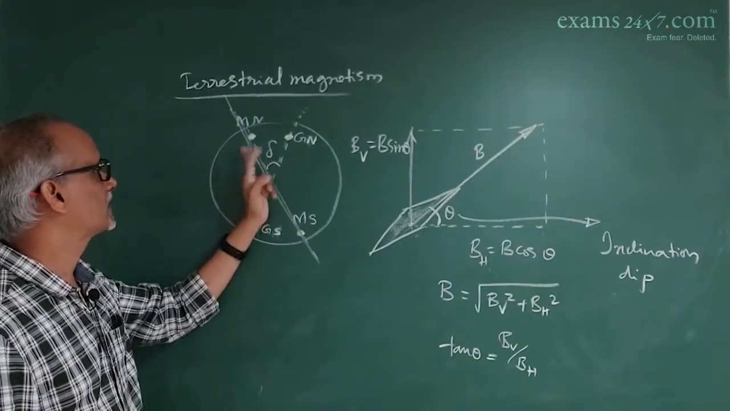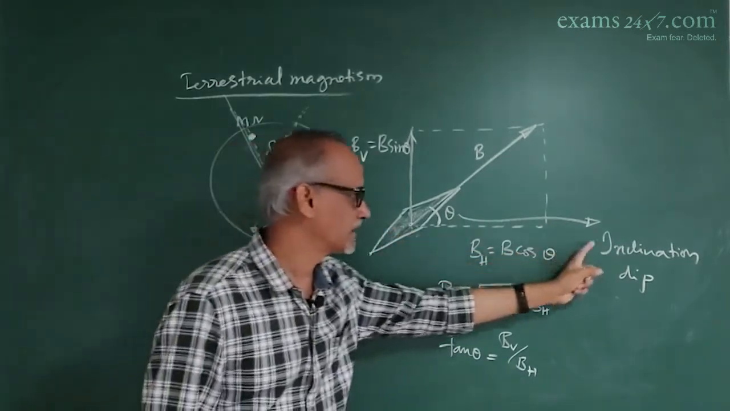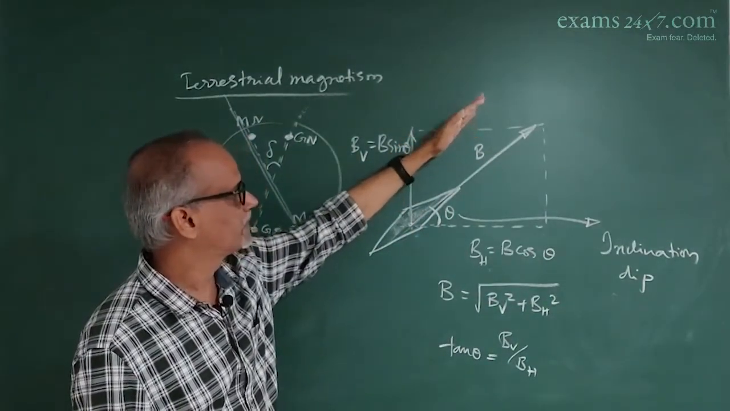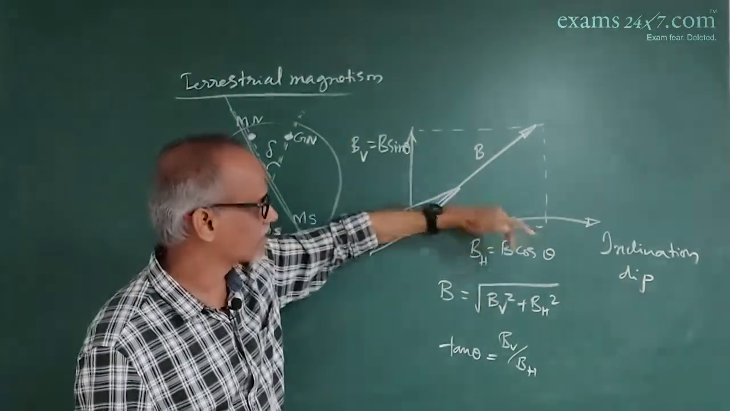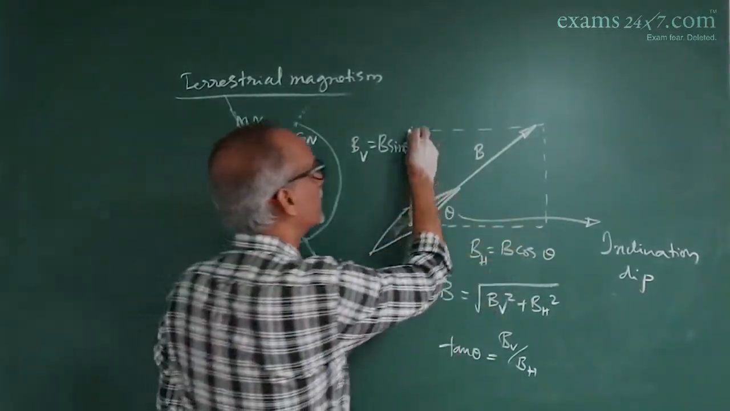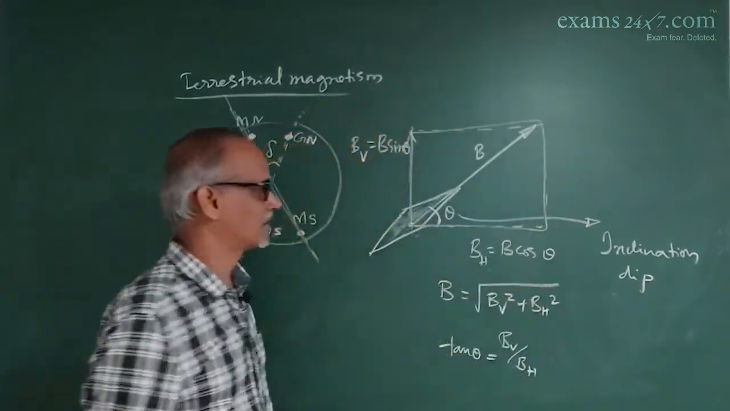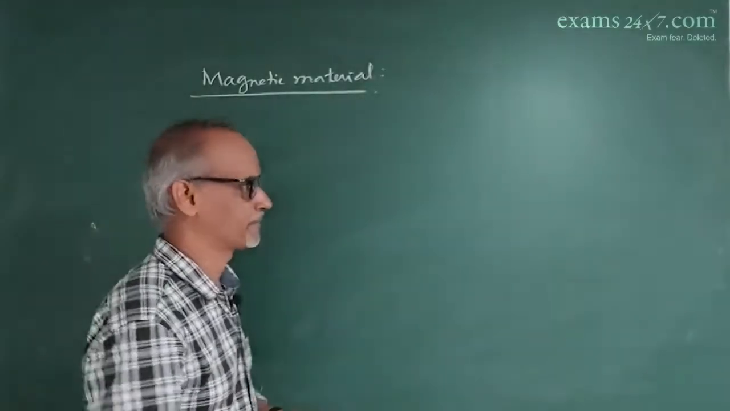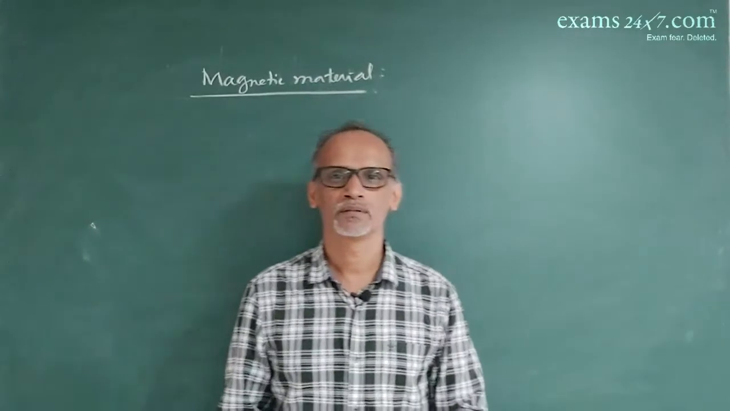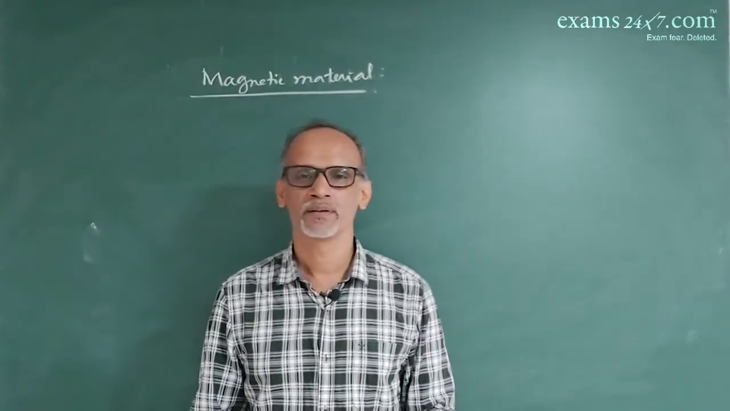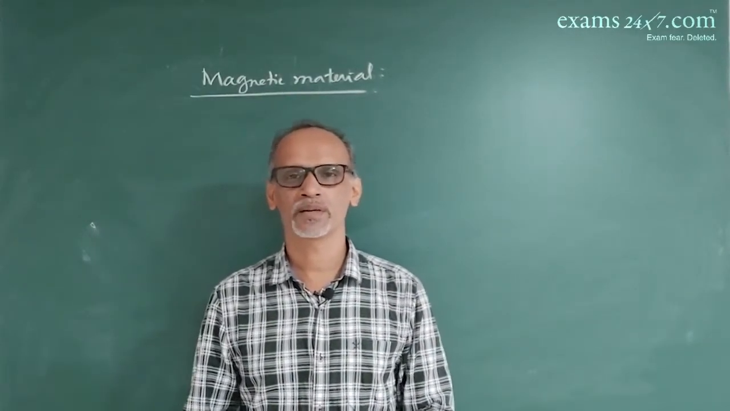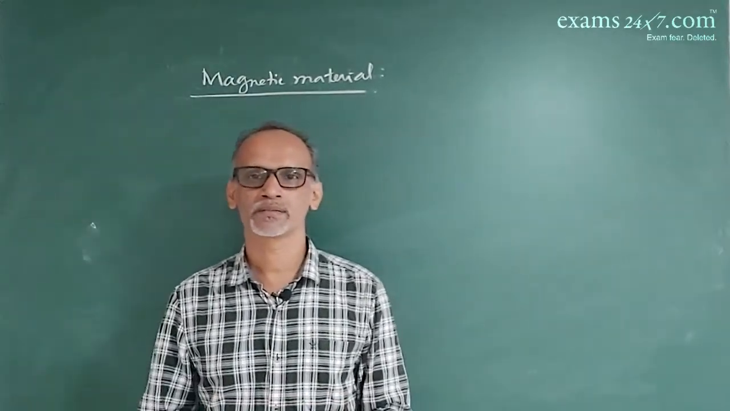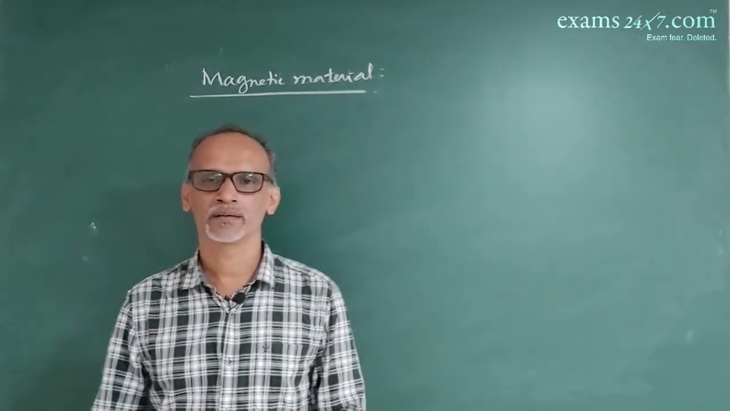So declination is the angle between the two meridians, whereas the inclination or the dip is the angle made by the Earth's field, the total field, with the horizontal in the magnetic meridian. So that is called the inclination or the dip. So now let us learn all the terms that are associated with magnetic material. So what are magnetic materials? Materials that can be magnetized are called magnetic materials.